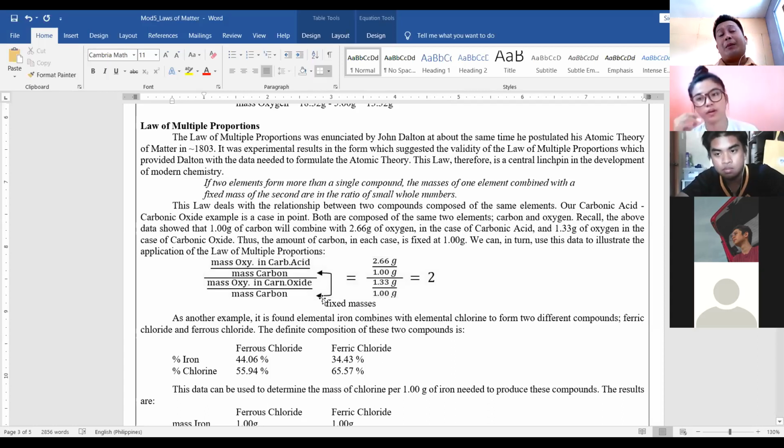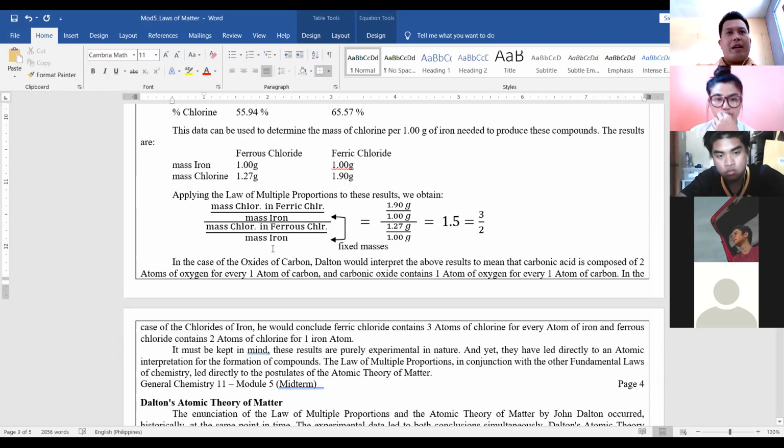In law of multiple proportions, we may eliminate the fixed element, because in this problem, carbon is fixed, so we just have to consider the carbonic acid and the carbonic oxide as our two masses to be equated, so the ratio ends up with 2:1. In every carbonic oxide there lies 2 carbonic acid, something like that, the ratio.